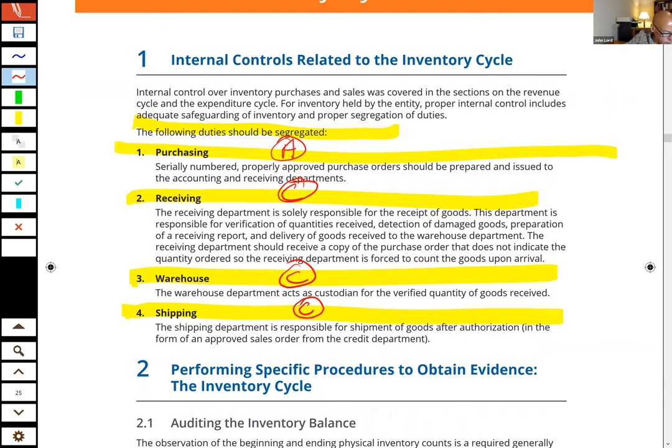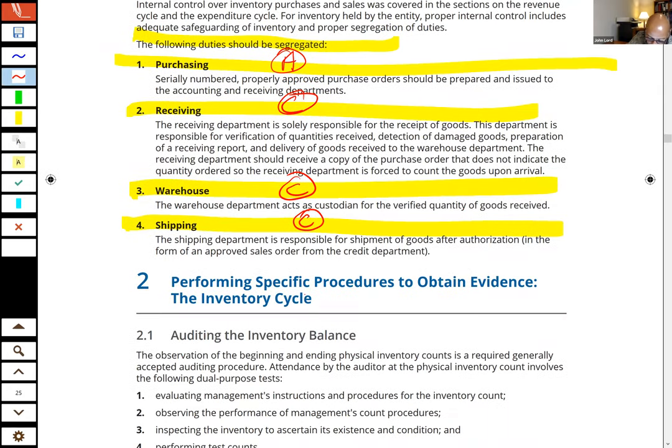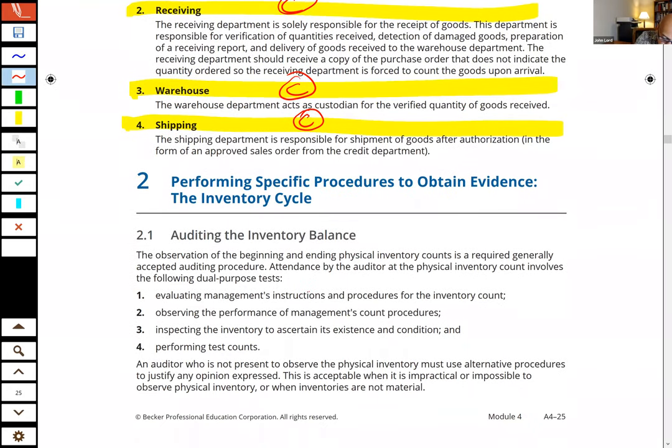Okay. Now we come over and take a look at auditing the inventory balance, and let's just look at this and flashcard this.